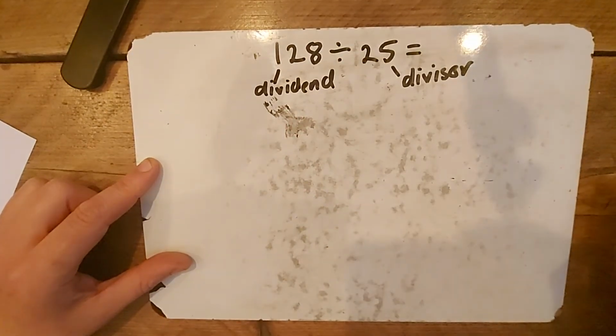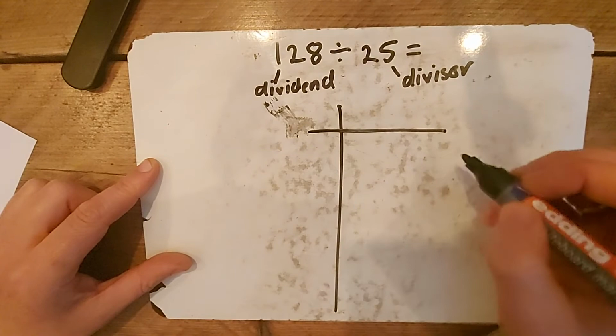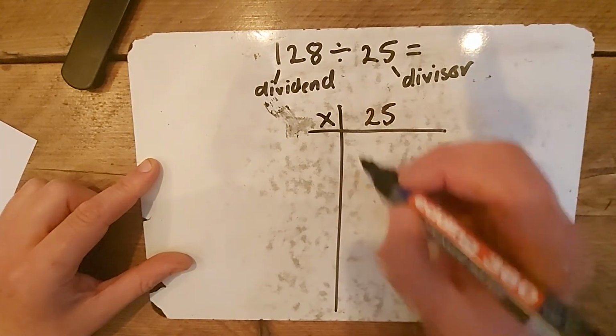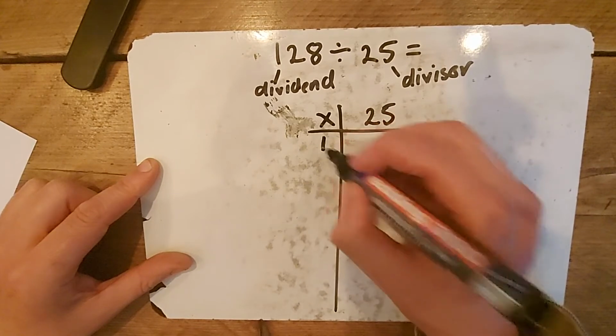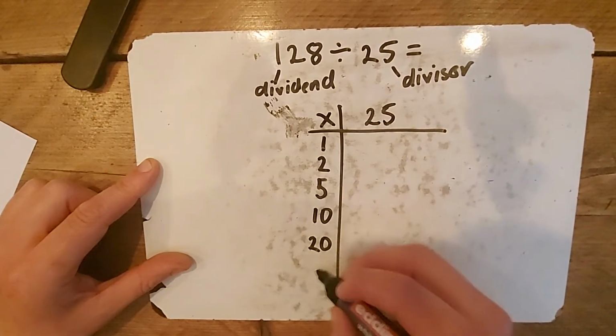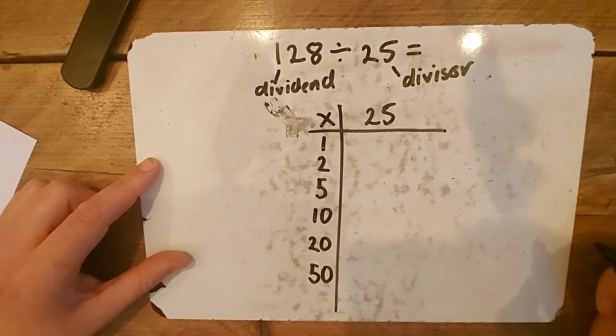So we're on to our steps. First, draw the grid out. Easy. Write in the divisor, which is 25, write the symbols in, write in your coin numbers, 1, 2, 5, 10, 20, 50. Now let's work it out.